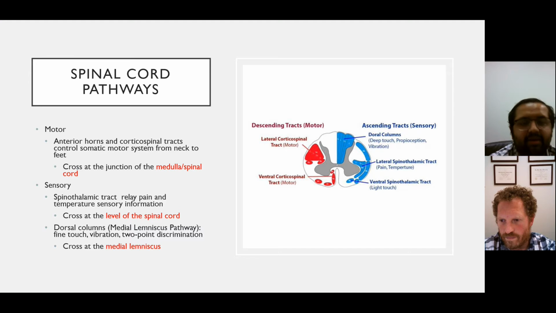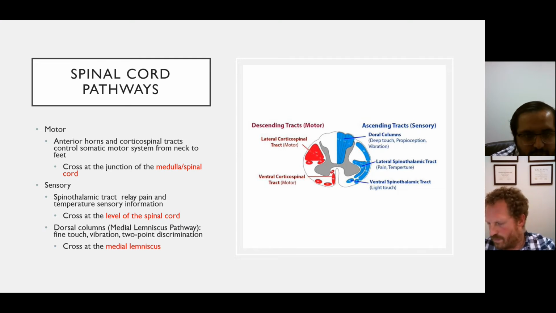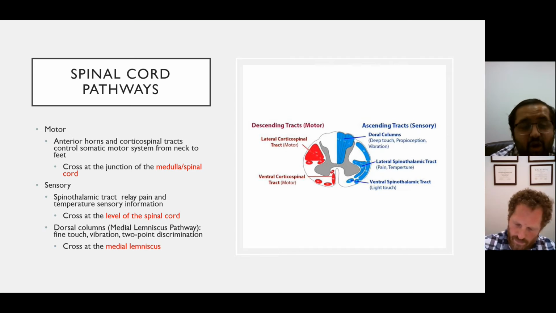One is spinothalamic, which mostly relays pain and temperature sensation. That crosses over at the level of the spinal cord. And then the dorsal columns, which you can see here in the blue, I don't know if you can see my mouse, relay deep touch, proprioception, and vibration. Those are the major senses it conveys, and it crosses in the medial lemniscus pathway.